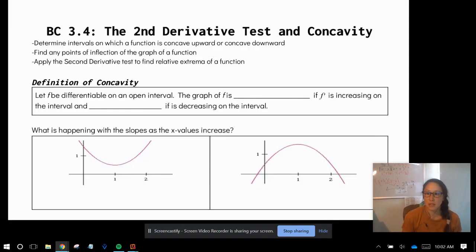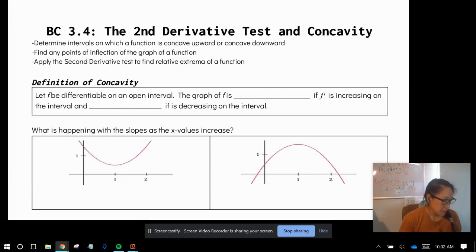Today's lesson is the second derivative test. We're going to take the second derivative and it is going to help us analyze and find our points of inflection and tell us about the concavity of our original graph.